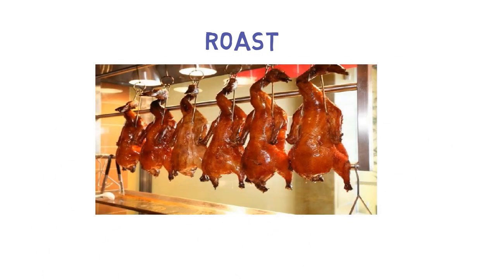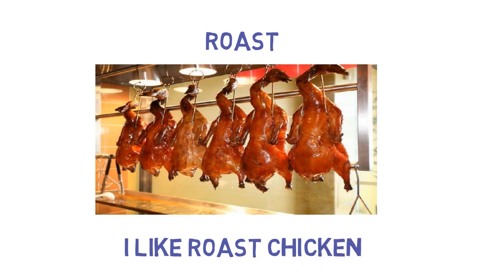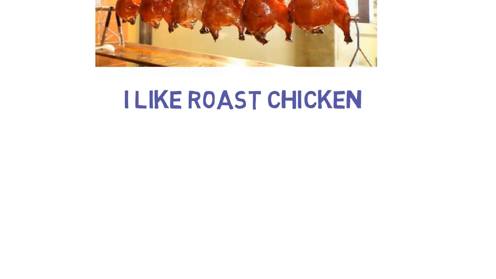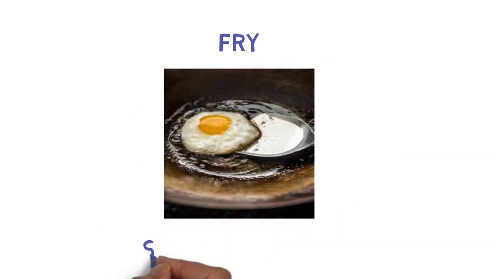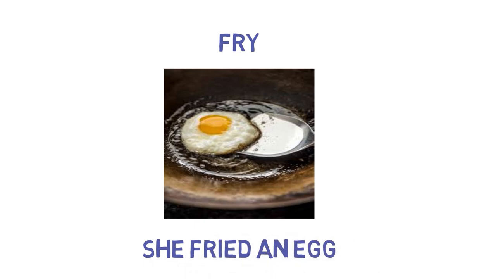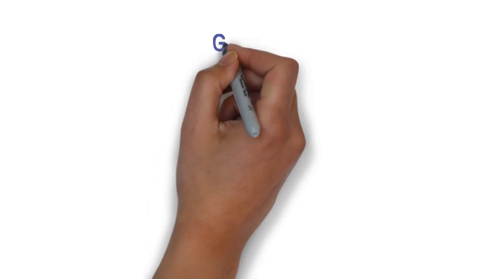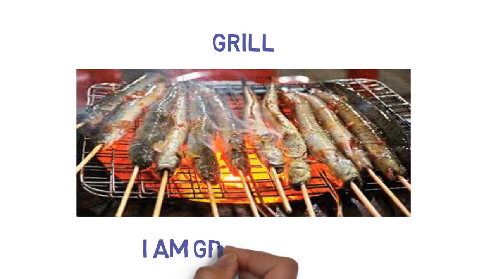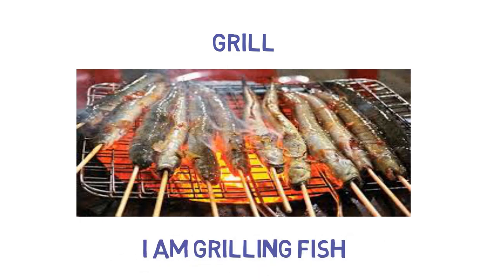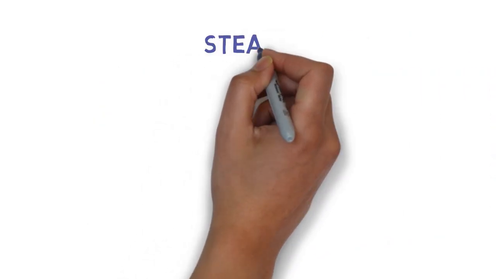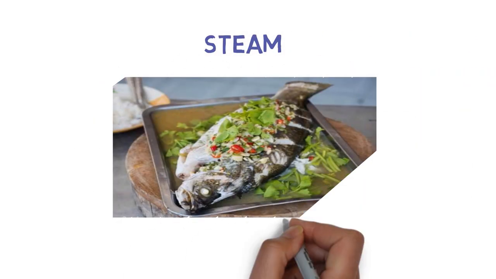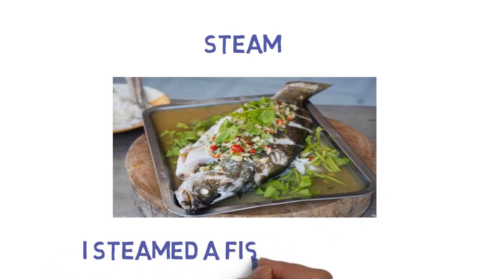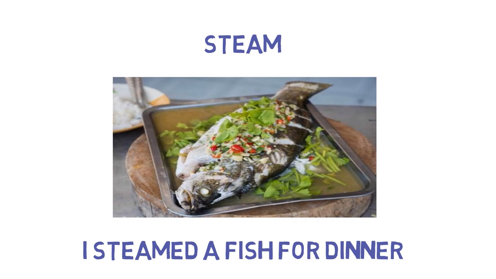Roast. I like roast chicken. Fried. She fried an egg. Grill. I am grilling fish. Steam. I steamed a fish for dinner.